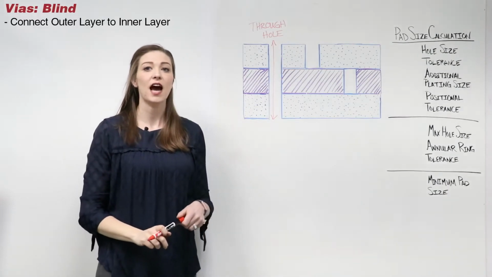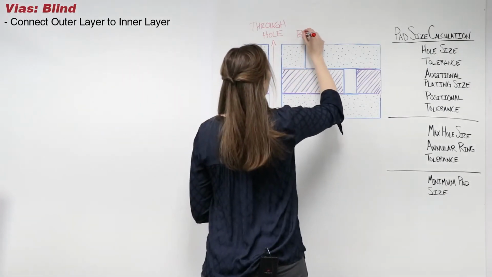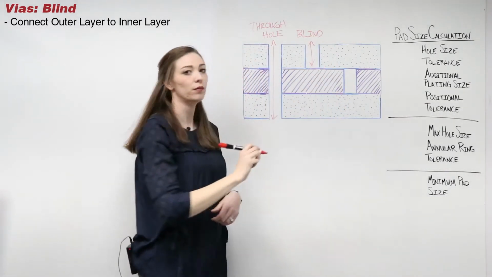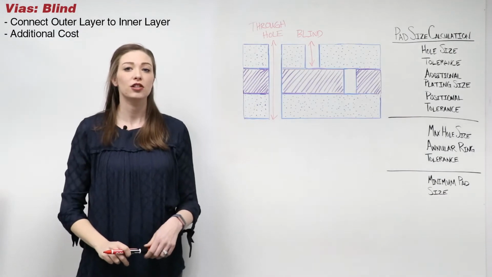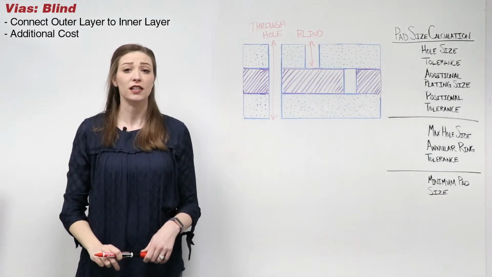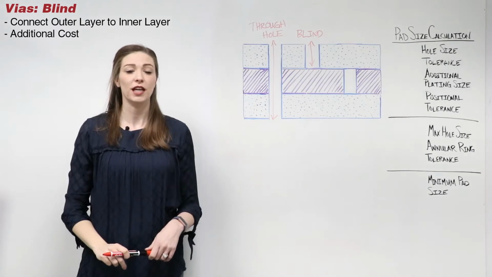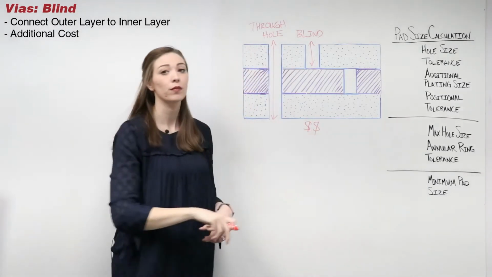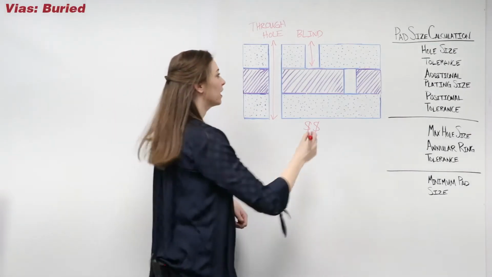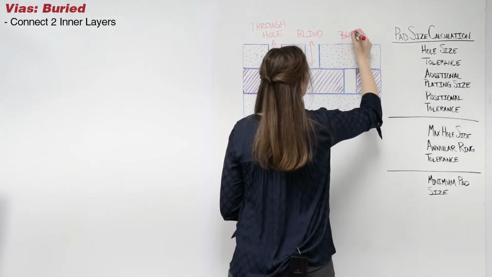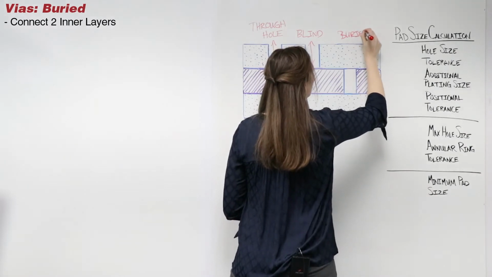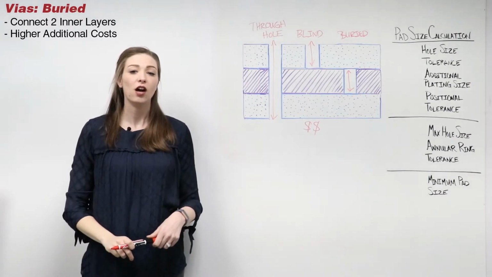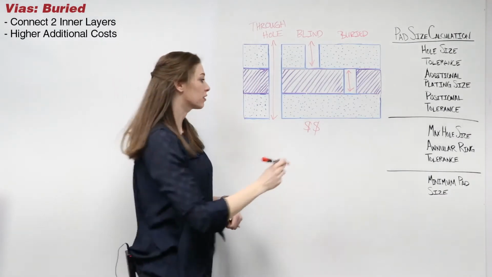Blind vias connect an outer layer to an inner layer. This will create an additional cost in the manufacturing process due to controlled depth drilling and additional plating requirements. Buried vias connect two inner layers. This will add even higher costs in the manufacturing process.